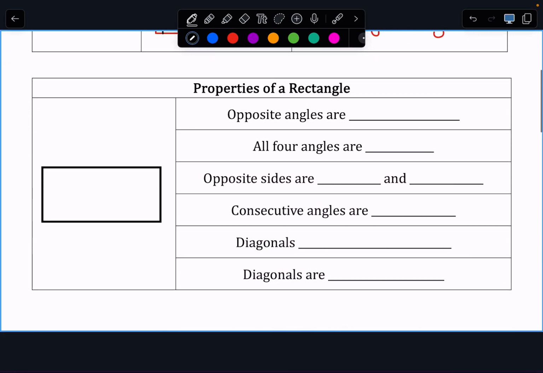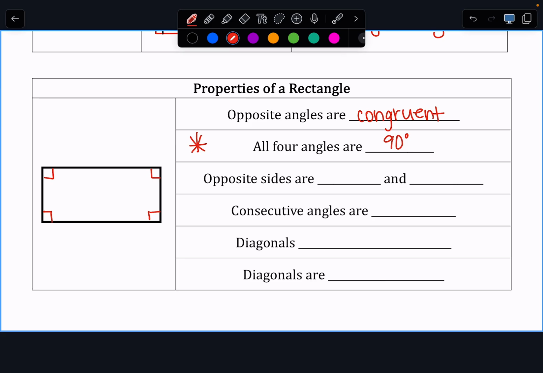So, because it's a parallelogram, opposite angles are congruent. But what is true about our opposite angles? Okay, all 4 angles are 90 degrees. Okay, so I'm going to put a big star by that one because that's a special rectangle property.